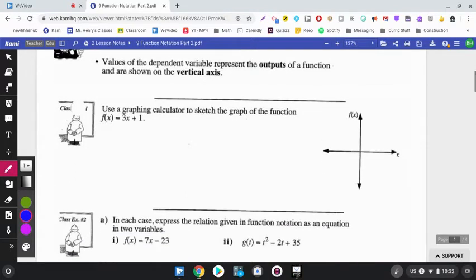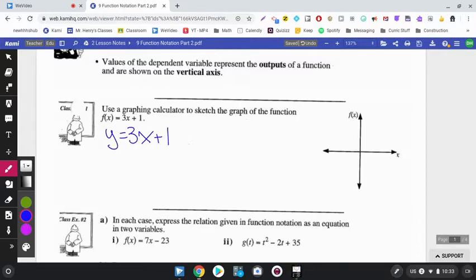It says, use a graphing calculator to sketch the graph of this function, y equals 3x plus 1. Well, I don't have an f of x button, but I have a y equals button. So what I need to do is swap. Instead of saying my output is f of x in function notation, I call it y, which is normal two-variable relation. That's how I would represent it. It doesn't matter. It's still really the same thing.